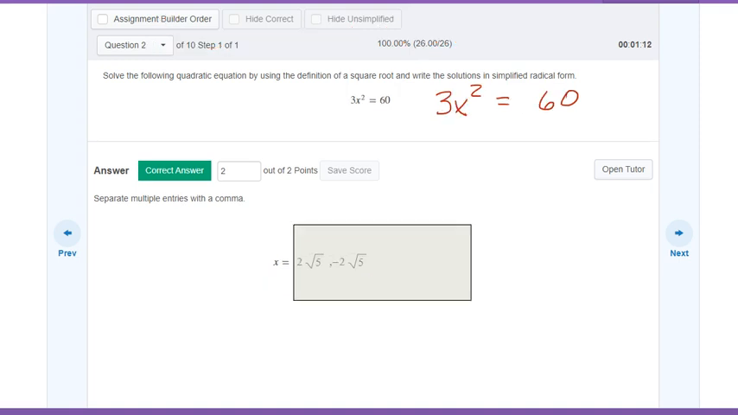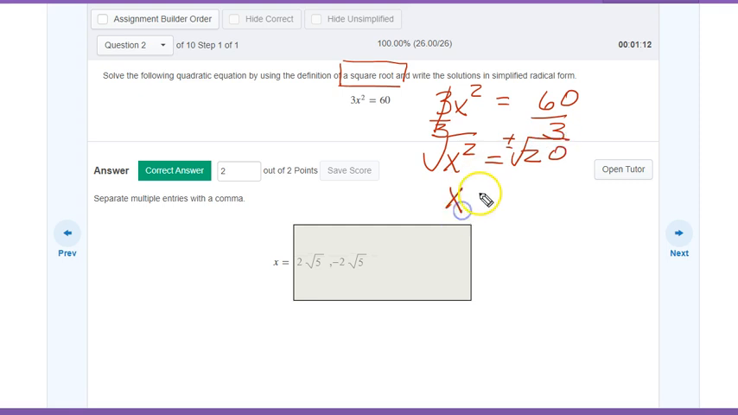Now in this next one, again, take a moment to write it down. And again, they want you to use the square root property. So I'm going to divide both sides by 3. And I get x squared now, after these cancel out, equals 20. Now take the square root of this side, plus or minus the square root of that side, and you get x equals plus or minus the square root of 20.